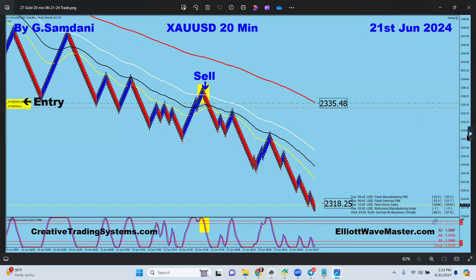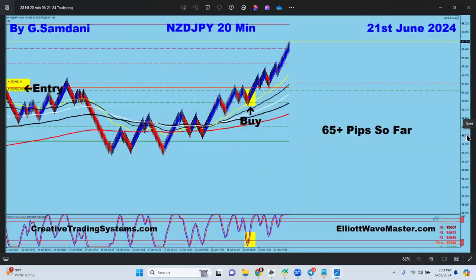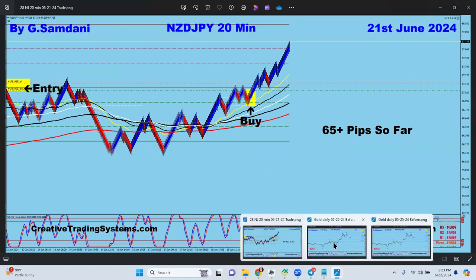This is the third one, three nice trades to the downside. New Zealand Yen going to the upside for 65 pips. So these are the trades, nice and clean. And now a couple of nice setups. One of them is gold.